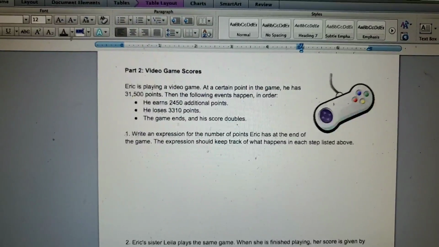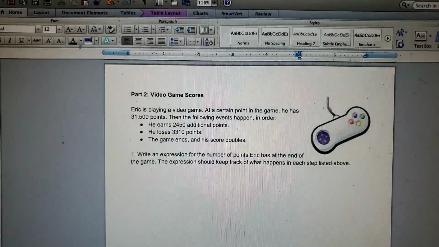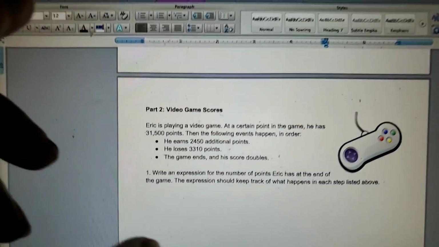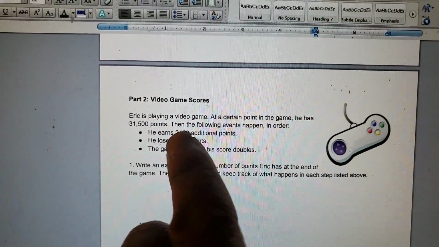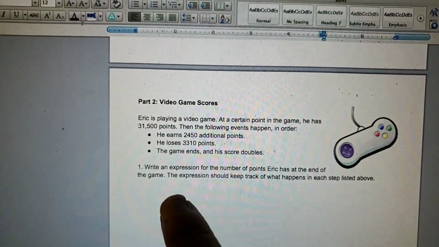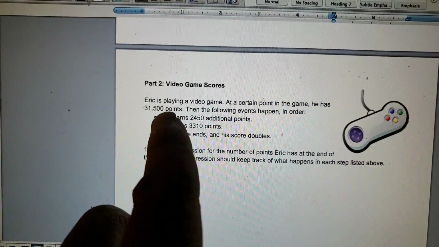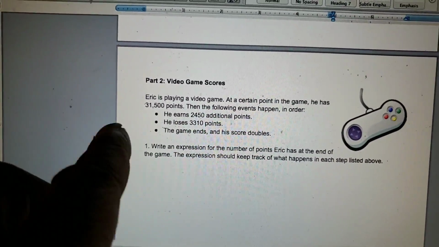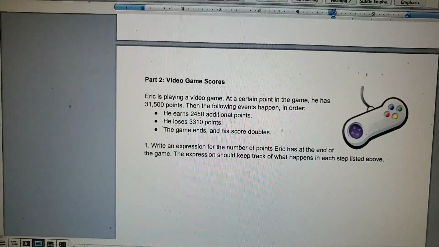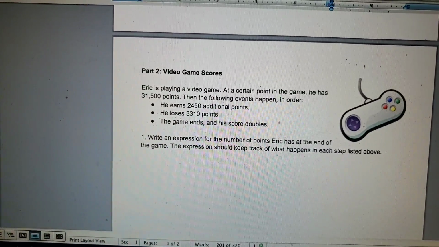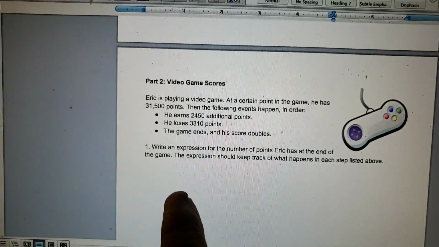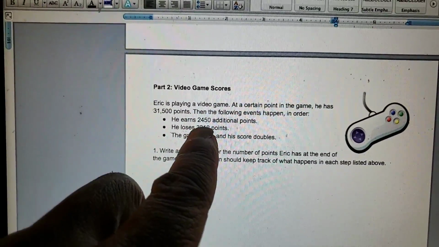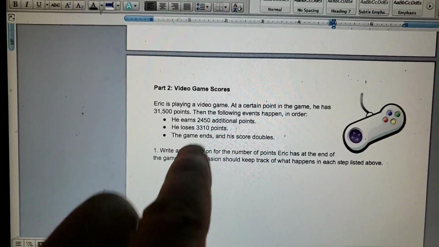For part 2, there are 2 problems, and listen very carefully. I'll get to that in a minute. So read the problem. As you read the problem, look at the details that are in the problem. So let's go over part 2. Look at the details. It's about a video game. After you do that, write an expression for the number of points Eric has at the end of the game. So for this space, you are going to write your expression, okay? In other words, you're going to write an equation to represent this problem.